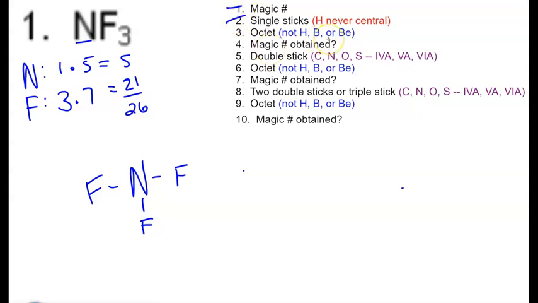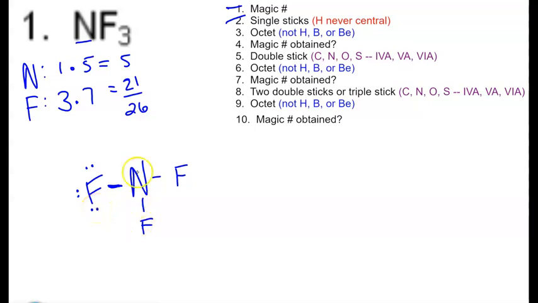Now we're going to give everybody octet. Octet means everybody gets 8 electrons around it. So 4 pairs or 8 electrons around it, except for these 3: hydrogen, boron, and beryllium will not get 8. They basically get however they land when you put them together with other things. So I'm going to start with this fluorine. Remember this counts as 2. That's a single stick. So 2, 3, 4, 5, 6, 7, 8.